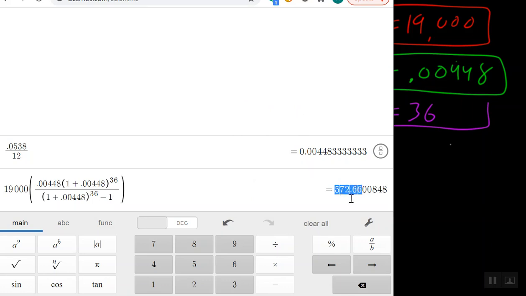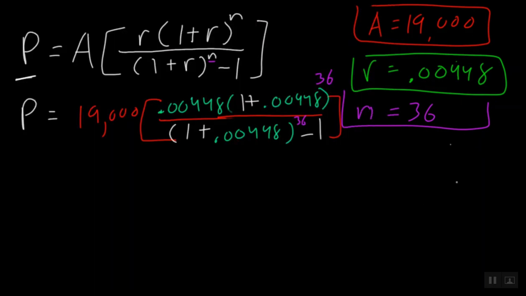Now notice, you will always have to round to the hundredths place, because we only go out to cents. There's 100 cents in a dollar, so we go out to the hundredths place. And so our monthly payment in this scenario is going to be $572.66. Now I'm going to click off of this, but it's very important, and I cannot stress enough, that y'all do not click the enter button and do not delete this.